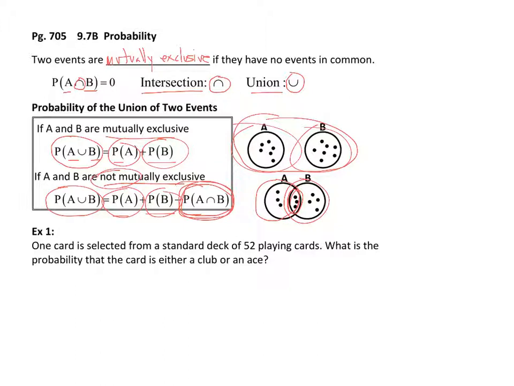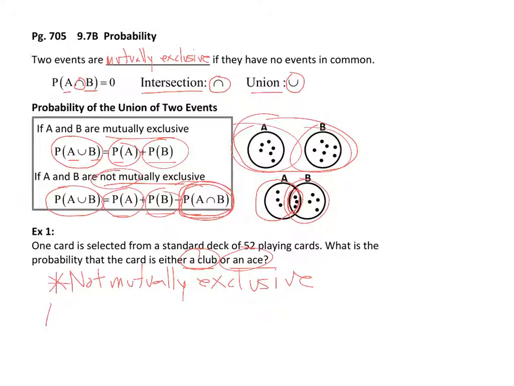Now for example, one card is selected from a standard deck of 52 playing cards. What is the probability that the card is either a club or an ace? Okay, so club or an ace. Are these events mutually exclusive? They are not mutually exclusive. That means there's an overlap. You could have a card that's both a club and an ace. So these two events are not mutually exclusive.